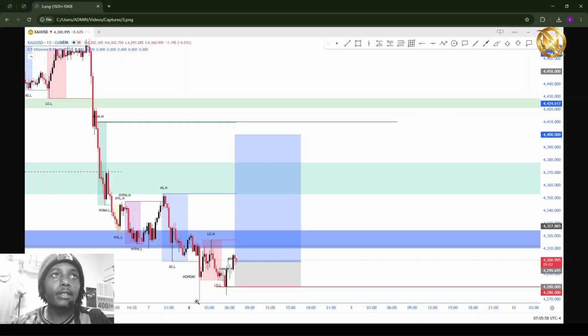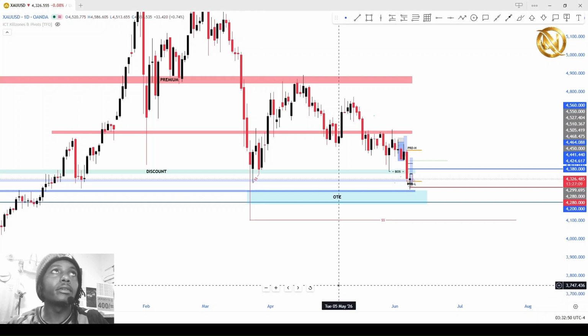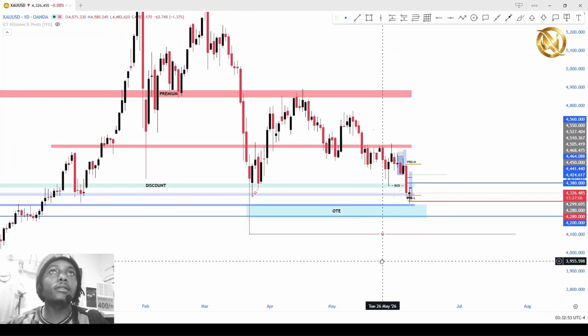What you are seeing on your screen right now is the entry that I took yesterday, on 8th June 2026. I took buys on gold, and the reason behind it is what we are going to cover in this video. As you can see, this is the TradingView dashboard. The previous premium and discount levels are still on the chart. I have not moved them. I'll be changing them whenever necessary.